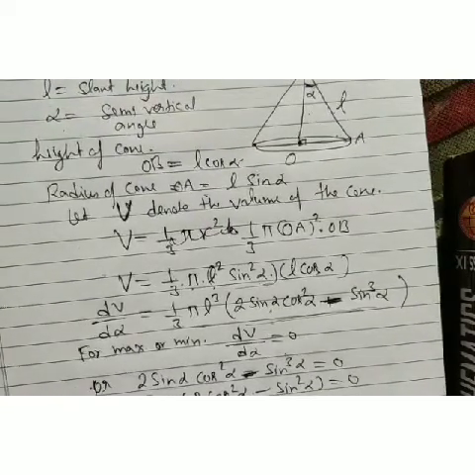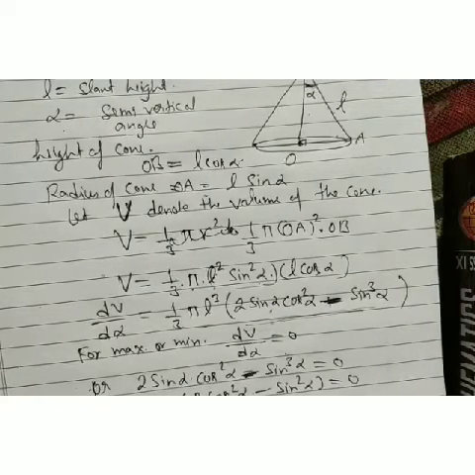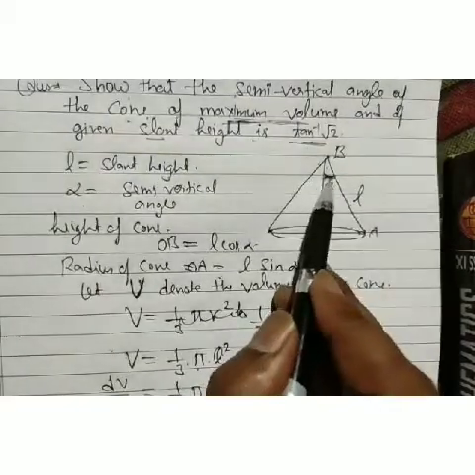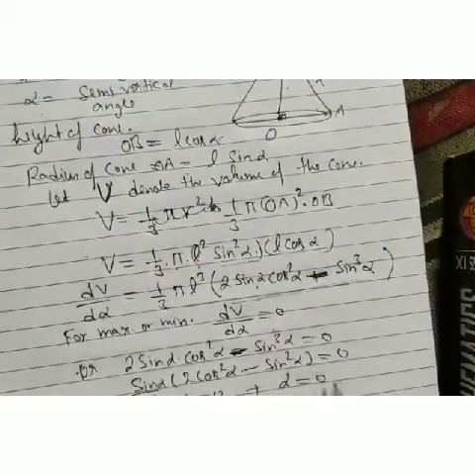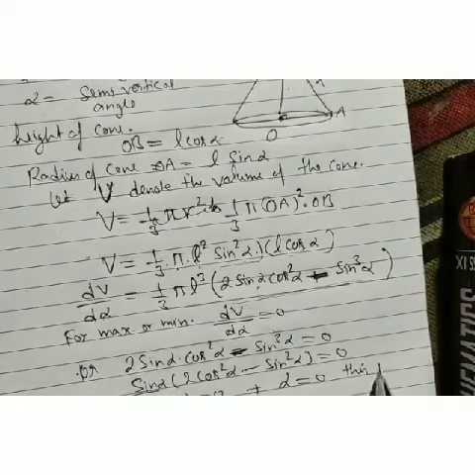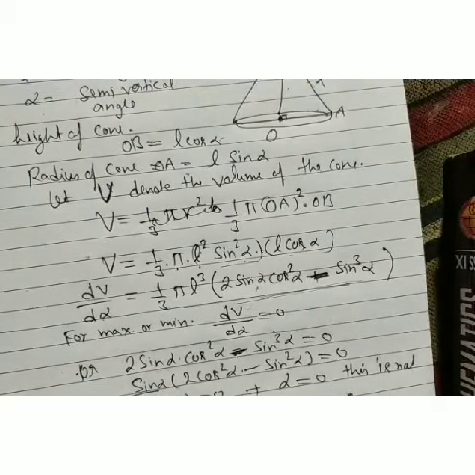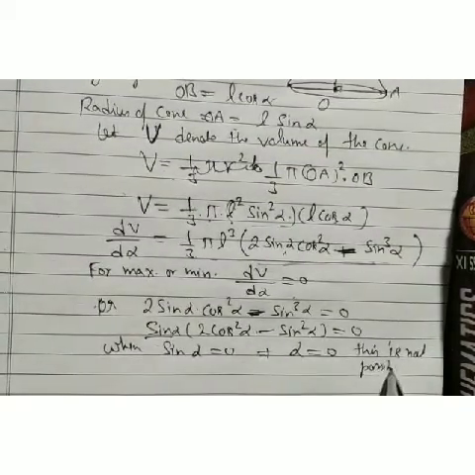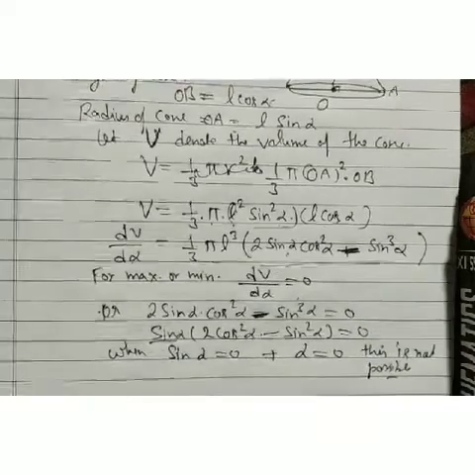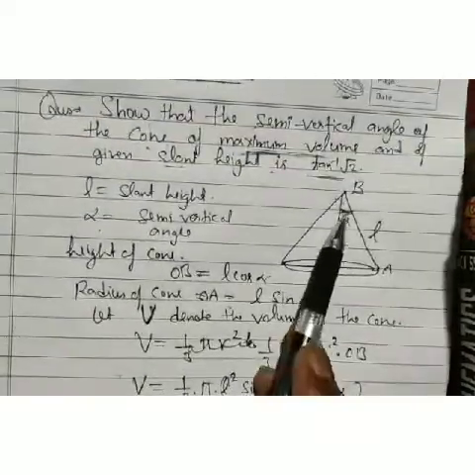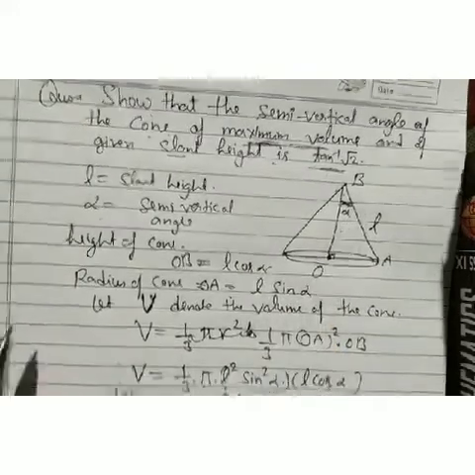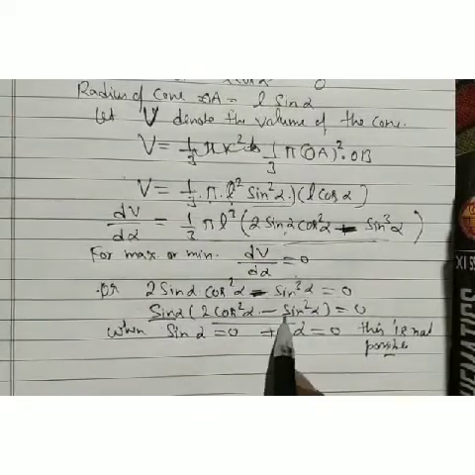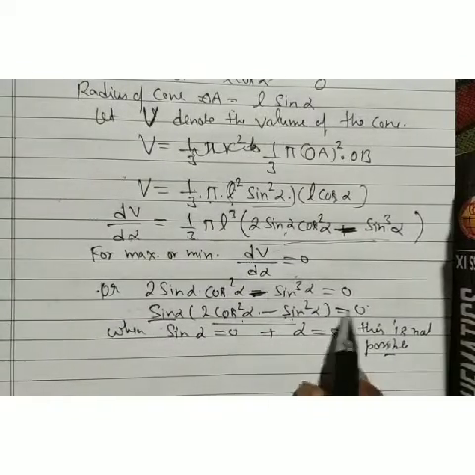When our sine alpha equals 0, this implies alpha equal to 0, but this angle cannot be equal to 0. We mention here that this is not possible. We cannot get that value, since alpha cannot be equal to 0. Then what will happen? Now our other portion is equal to 0. Then we get 2 cos square alpha equal to sine square alpha.